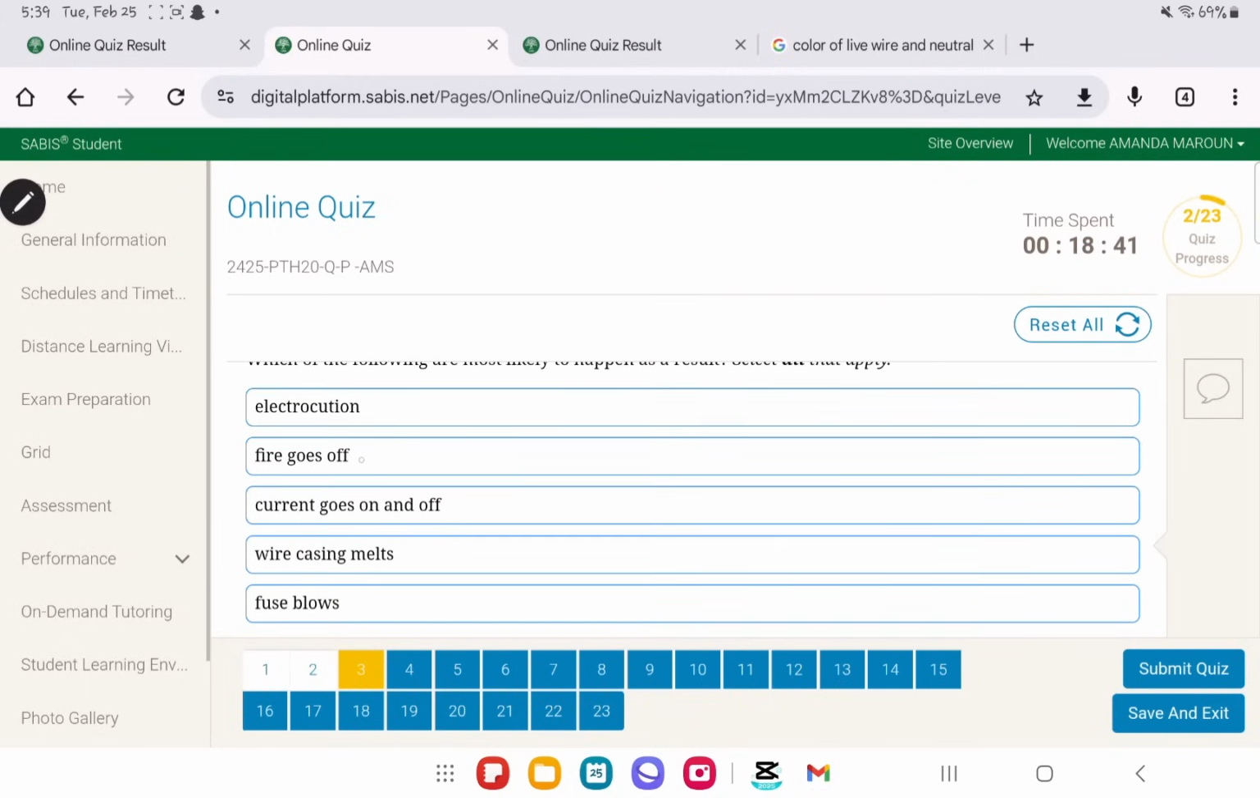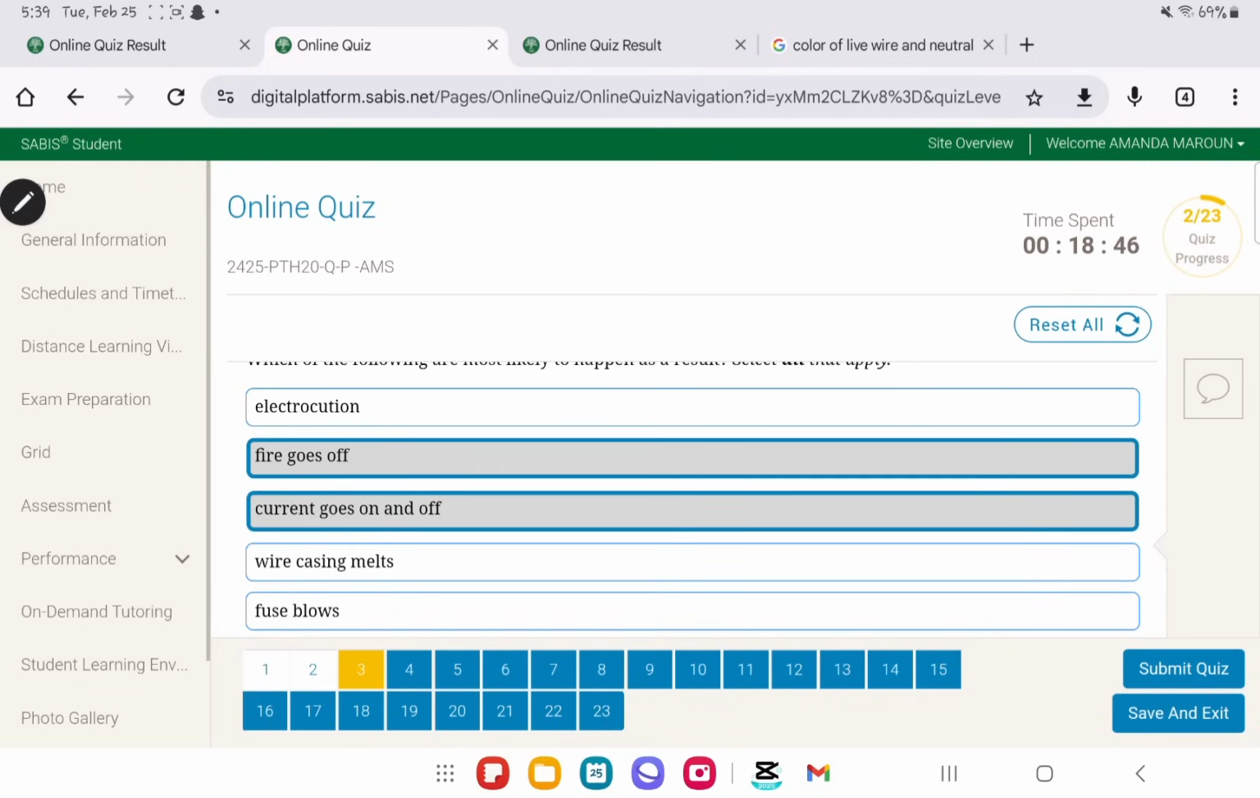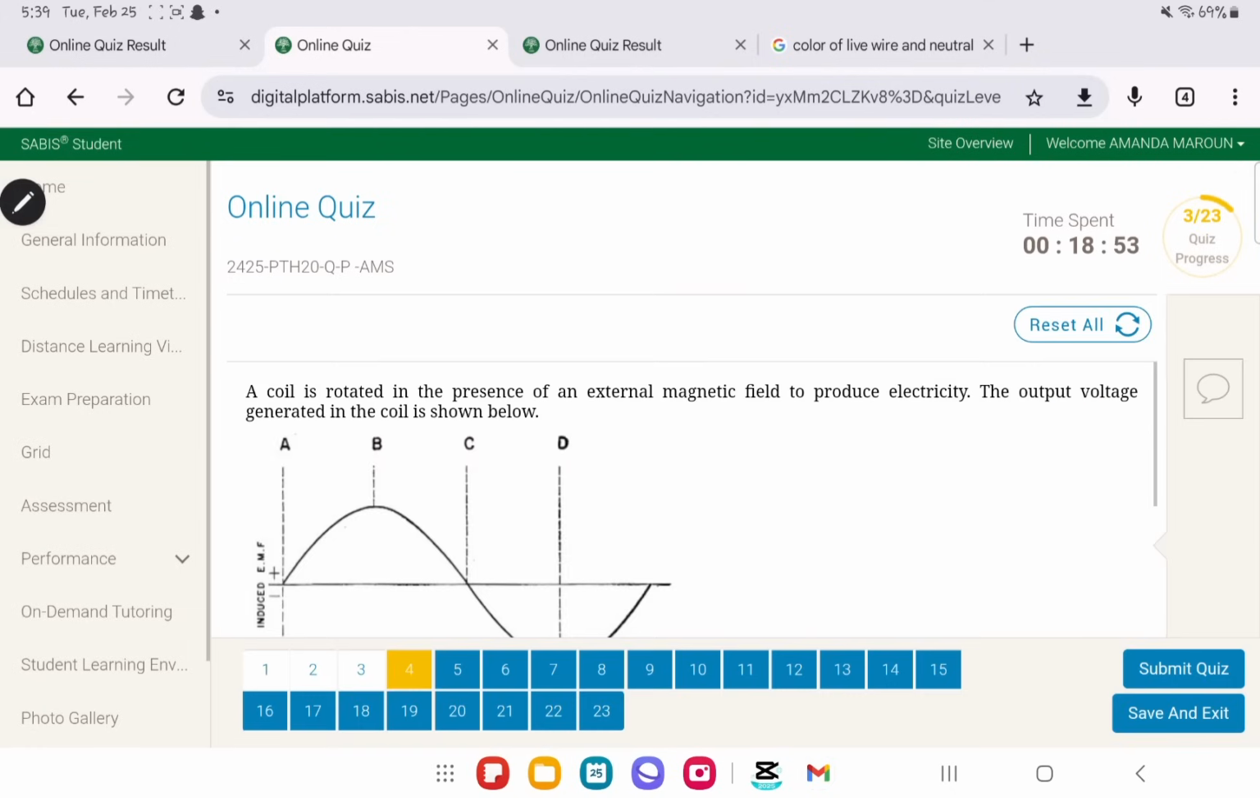So, first of all, a fire goes off. Why does the fire go off? Because the current goes on and off, and because of this fire, the wire case is going to melt. We move on to question number 4.